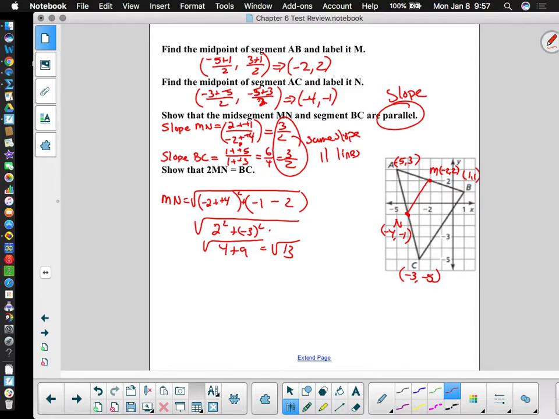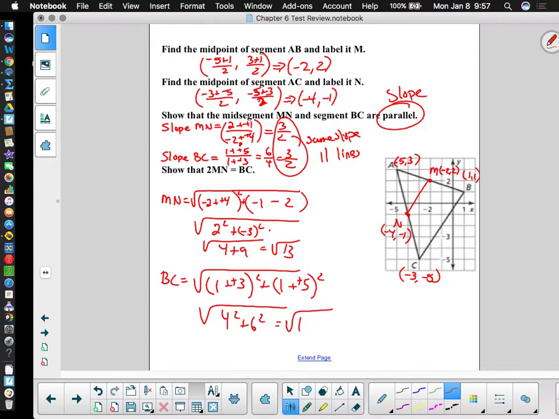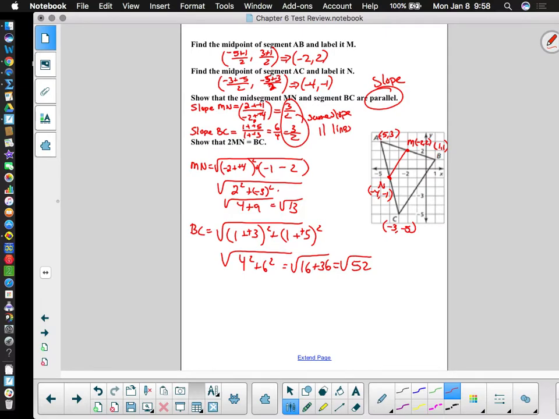Second one, BC. Again, another distance formula. The x coordinates are 1 and -3. The y coordinates are 1 and -5. That's the square root of 4² + 6². That's 16 + 36, the square root of 52. Now the question is, is the square root of 52 twice as much as the square root of 13? By simplification, we can get that pretty easily. Square root of 52 is the square root of 4 times the square root of 13, so 2 root 13. And yes, we can't split it up in addition, but we can split it up in multiplication with the square root.